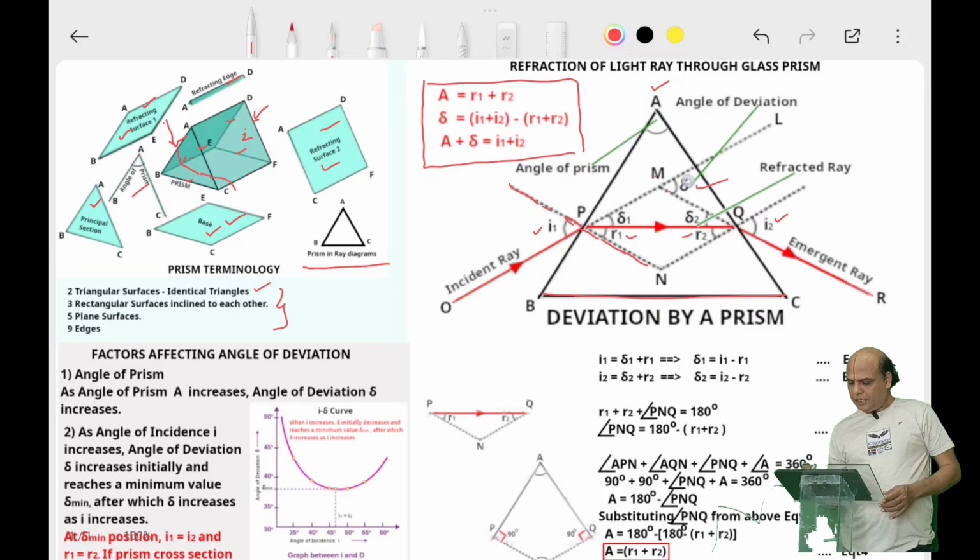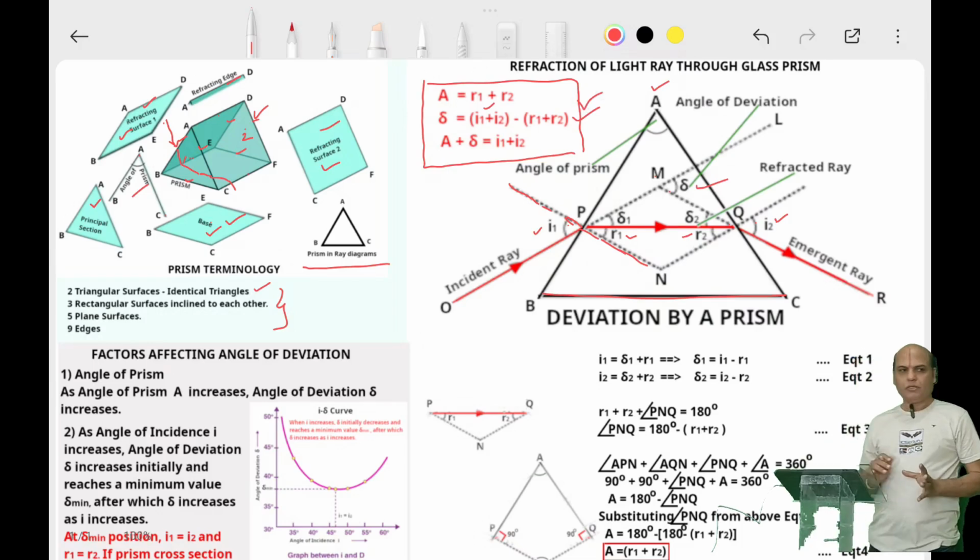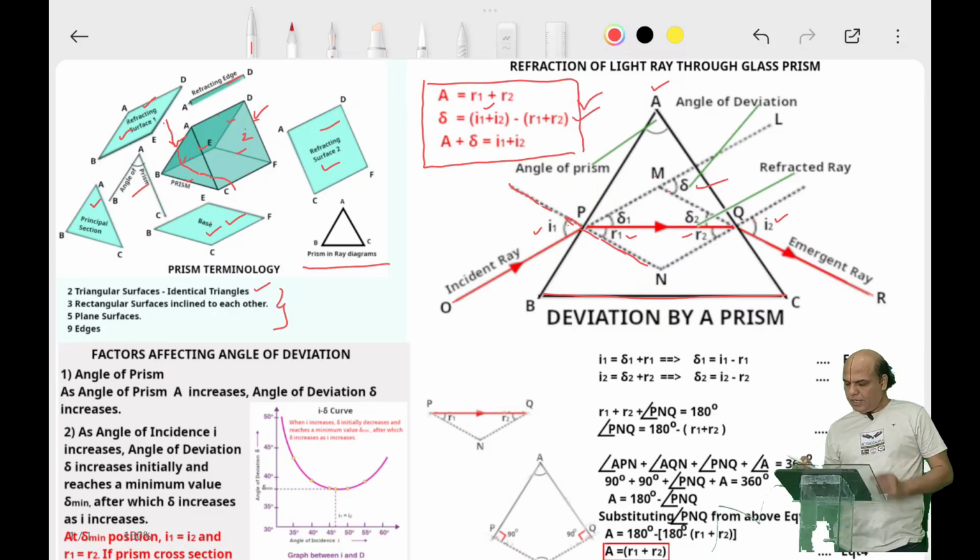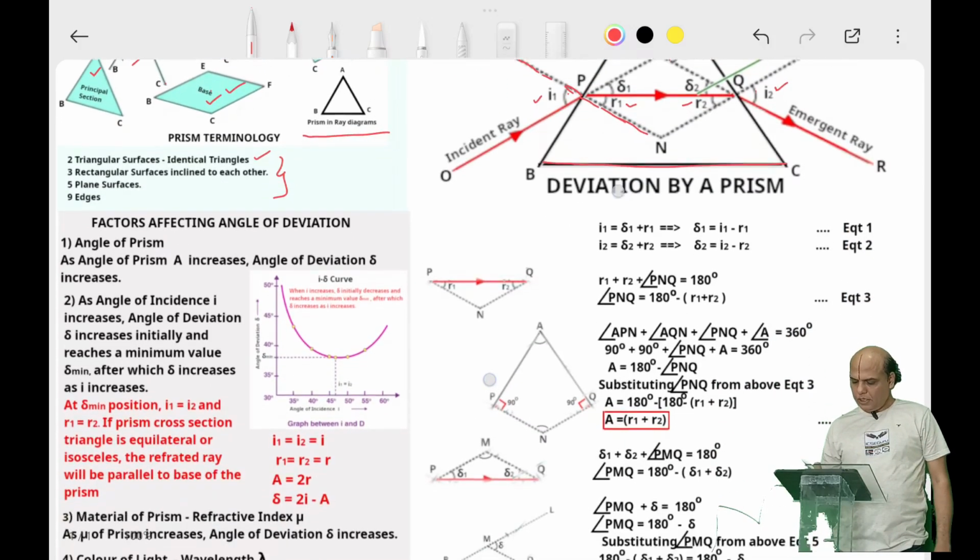Second, the angle of deviation delta is given as I1 plus I2, the sum of the angle of incidence and the angle of emergence, minus R1 plus R2. So delta equals I1 plus I2 minus R1 plus R2. This is another relation. If you add these two, A plus delta equals I1 plus I2 minus R1 plus R2 plus R1 plus R2, so R1 plus R2 gets cancelled. So A plus delta is equal to I1 plus I2. These relationships we should memorize. We will see how they are derived. Okay, let's move further.